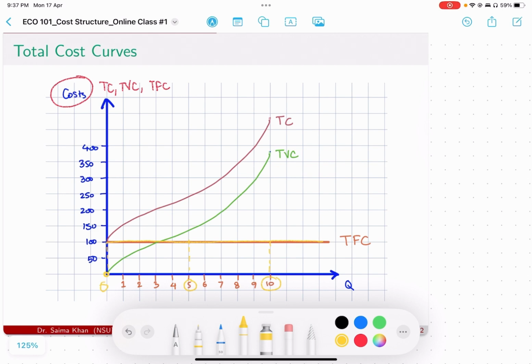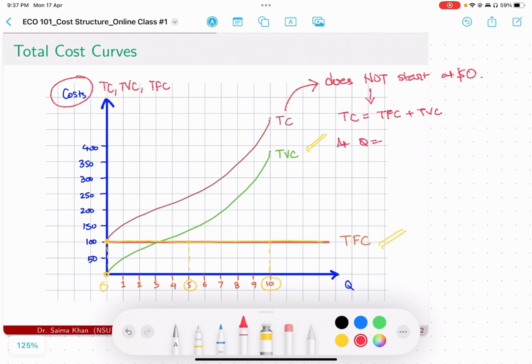This actually increases as production increases. And the total cost is really just a combination of the total fixed cost and the total variable cost. That is why you see how here the total cost actually does not start at 0. So let me write that down. The total cost does not start at $0. Why? Because total cost is a combination of total fixed cost plus total variable cost, right?